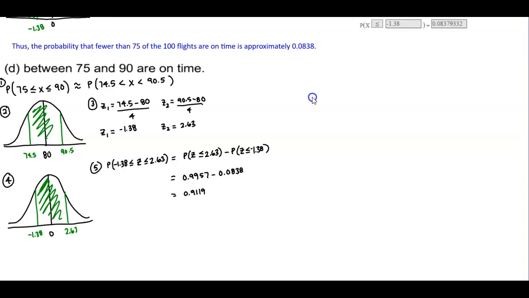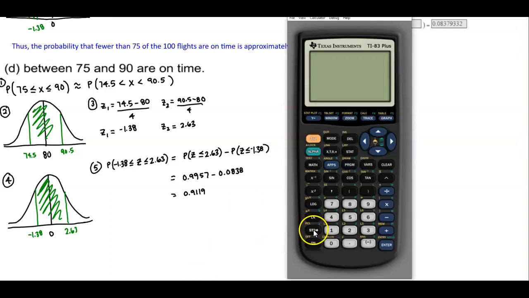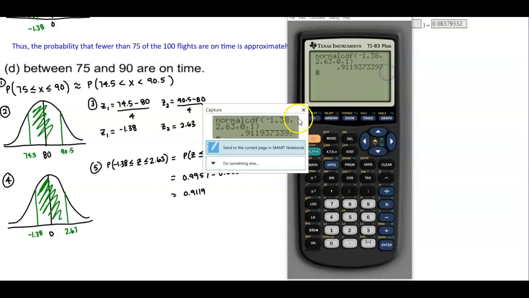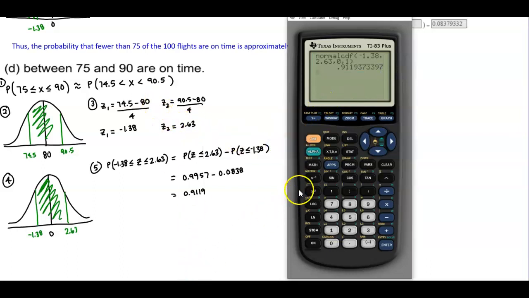So if we wanted to use our calculator, again, we're going to go to second distribution, and we're going to go to normal CDF. We know our lower z-score is negative 1.38. The upper z-score is 2.63. We know that our mean is 0, our standard deviation is 1, and then we hit enter, and then therefore there is our area when we're using the TI-84 calculator.